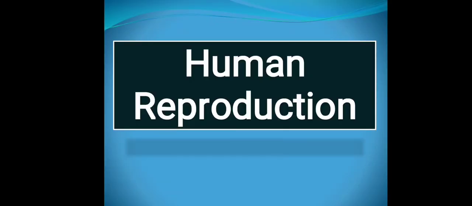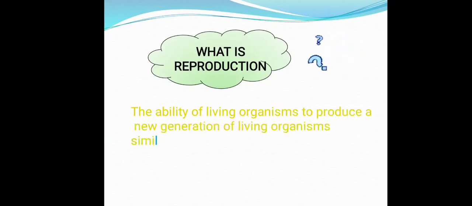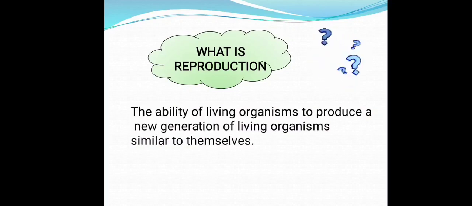Today I am going to start with the new chapter of NCERT class 12, that is human reproduction, which is a very interesting chapter. In the previous videos I have told you about reproduction in organisms. Let me glance at the definition once again. What is reproduction? Reproduction is the ability of living organisms to produce a new generation of living organisms similar to themselves.